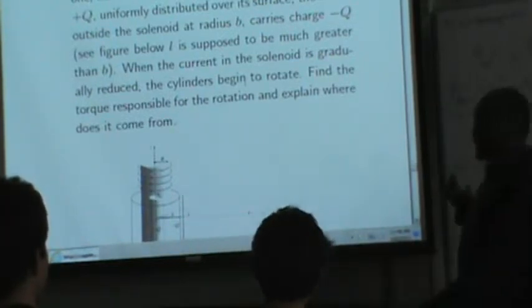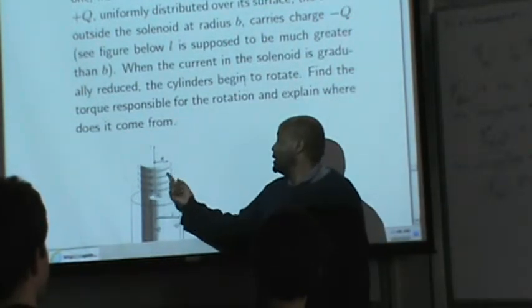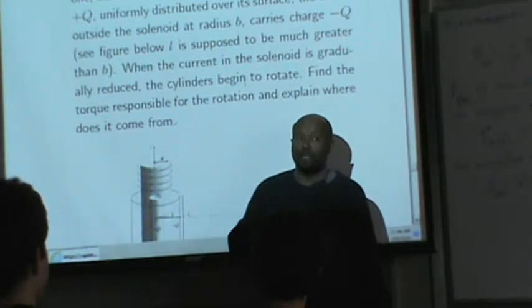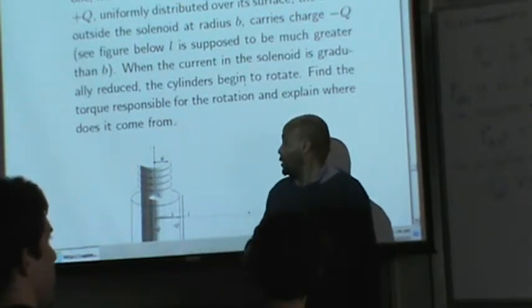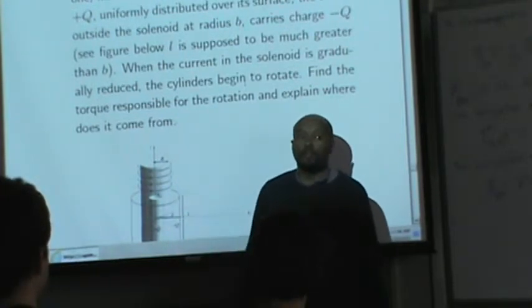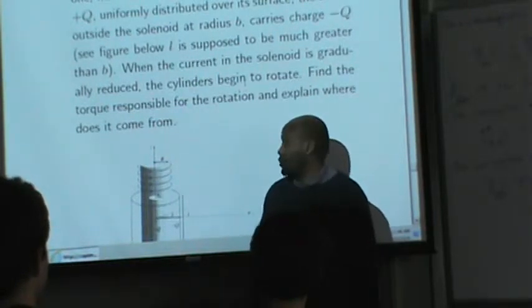So what you just did is, there was a constant current flowing in the solenoid. You just start to decrease the current. When you do that, you see that these cylinders start to rotate. So what's responsible for the rotation?